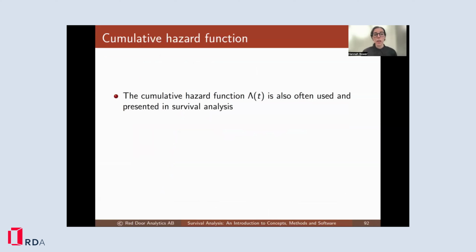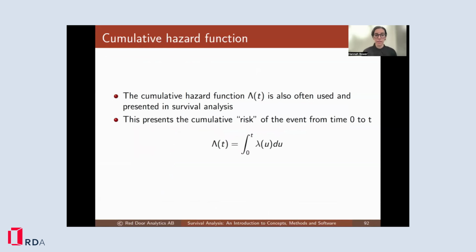There's also something called the cumulative hazard function that's often used and presented in survival analysis. Here we denote it capital lambda t. This presents the cumulative risk of the event from time 0 to time t, and it's just the integral of this hazard function.